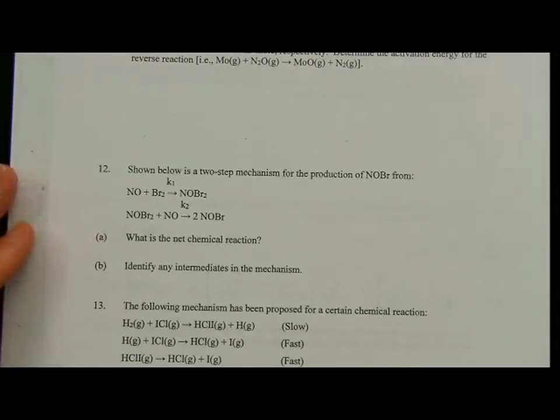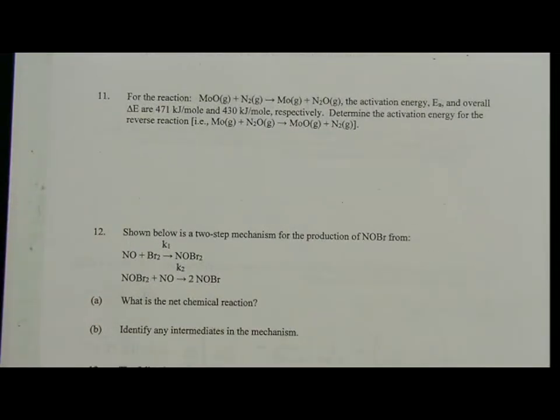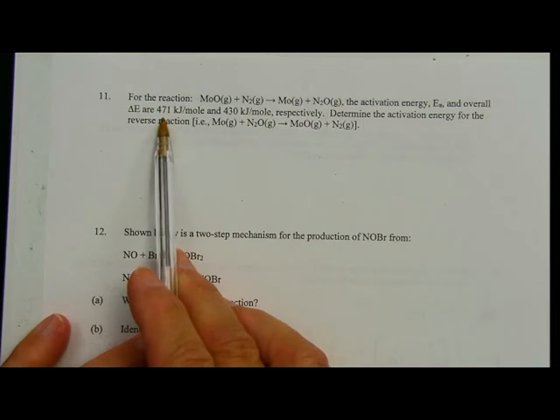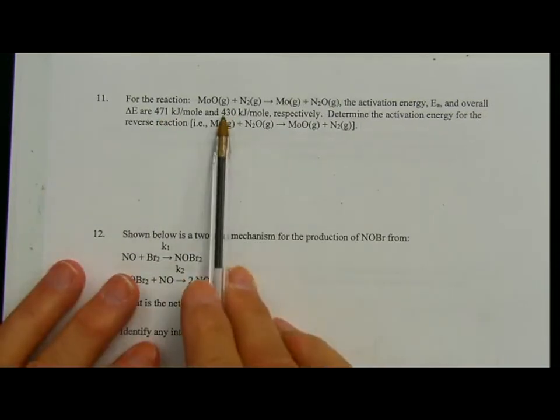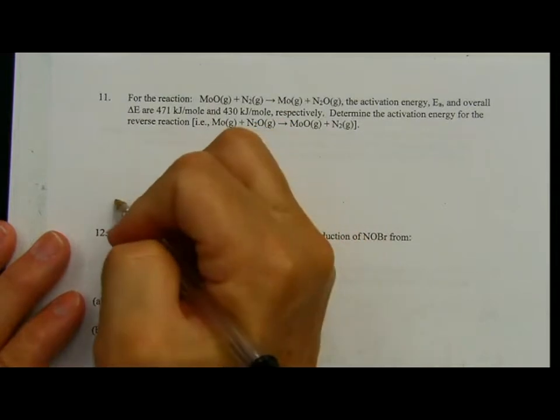All right, so problem number 11, we haven't done this one. Molybdenum plus nitrogen oxide goes to form molybdenum in the elemental state plus N2O. The activation energy and overall delta E are 471 and 430. So that means the activation energy is 471, and the fact that delta E is positive means what? Endothermic. So what does that mean about the reactants compared to the products? The reactants are lower than the products.